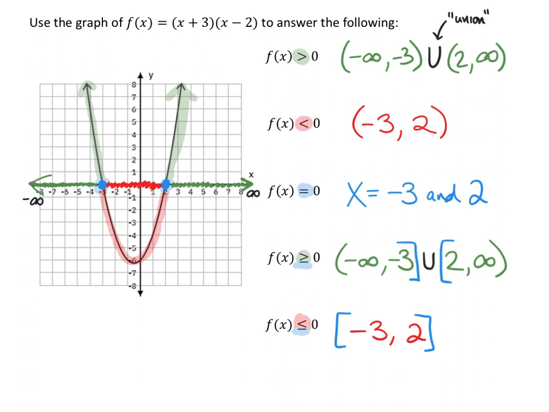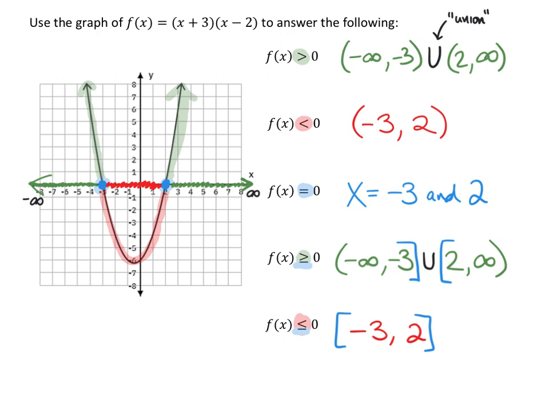Where it's exactly equal to 0 is where the dots are. Easy peasy. And for the last two, we're just combining the first two questions with the brackets because now it can be equal to. So you add the brackets here in the middle and you add the brackets on the outside because now it's equal to those numbers.